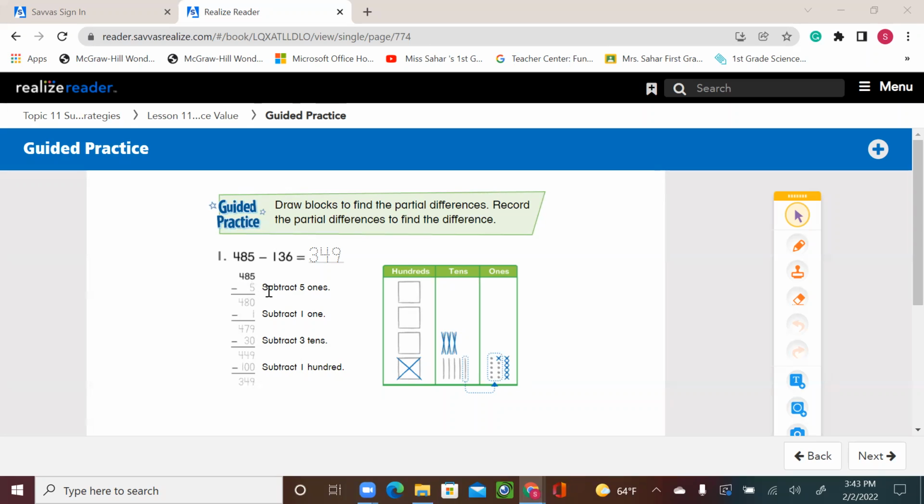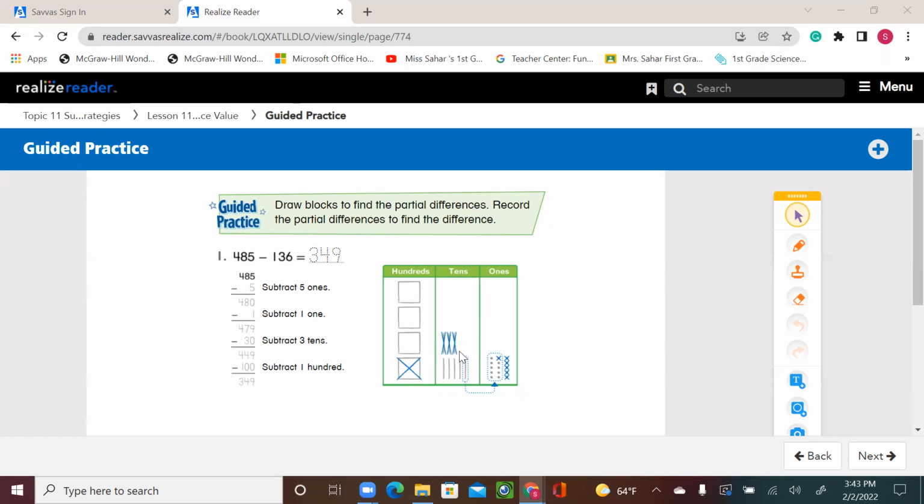Now, first, you can subtract the tens or subtract the 100. So over here, we subtracted the ones first. So 485 minus 5. Remember, I need to subtract 6, but I only have 5. So I'm going to say 485 minus 5 equals 480. But I still have one more one here. Remember, I need to subtract 6 ones.